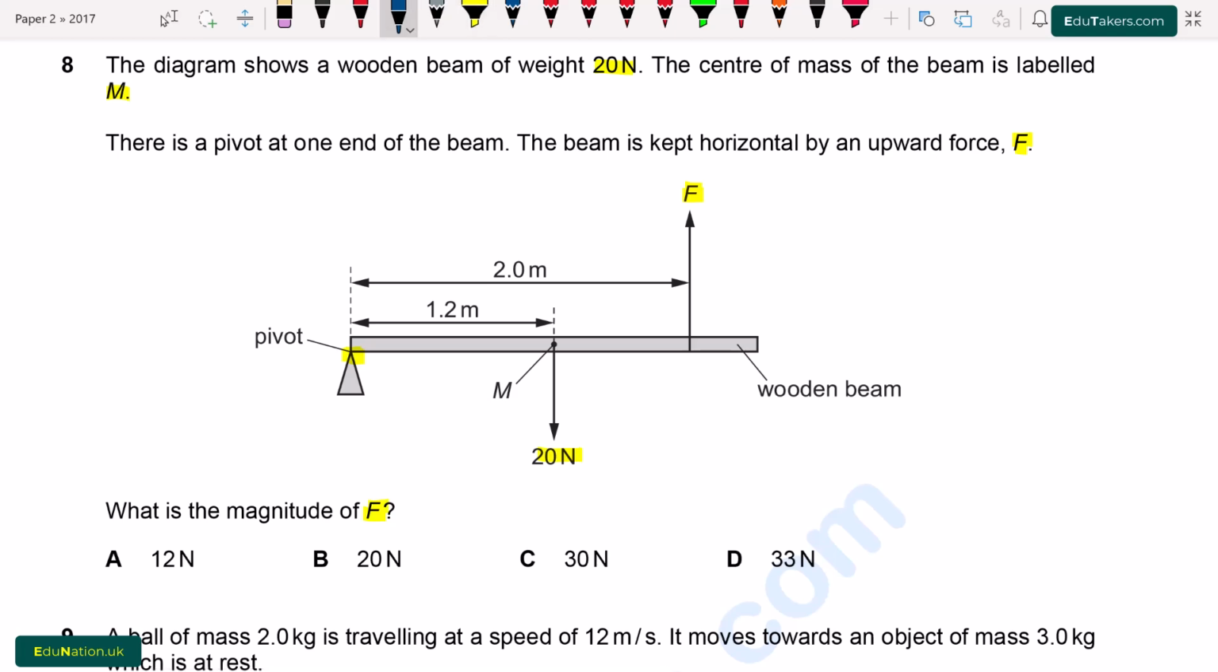So here I use the concept of conservation of moments, that the total clockwise moment will be equal to the total anti-clockwise moment. So I write here clockwise moment will be equal to anti-clockwise moment.